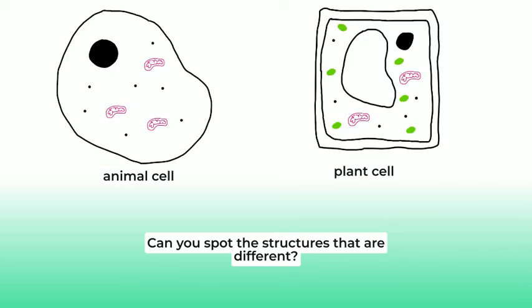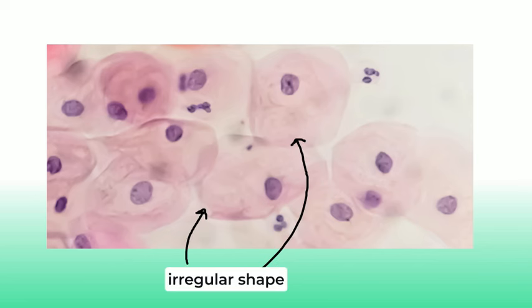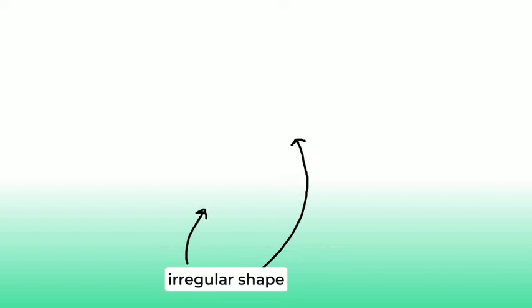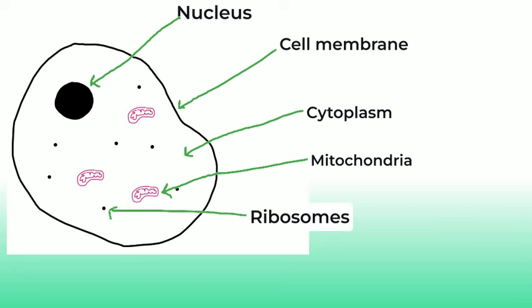What's inside an animal cell? Have a look at the microscope drawing of animal cells. Notice the irregular shape. Animal cells contain a nucleus, a cell membrane, a cytoplasm, and lots of mitochondria. They even have small structures called ribosomes. Name the 5 parts that make up an animal cell.